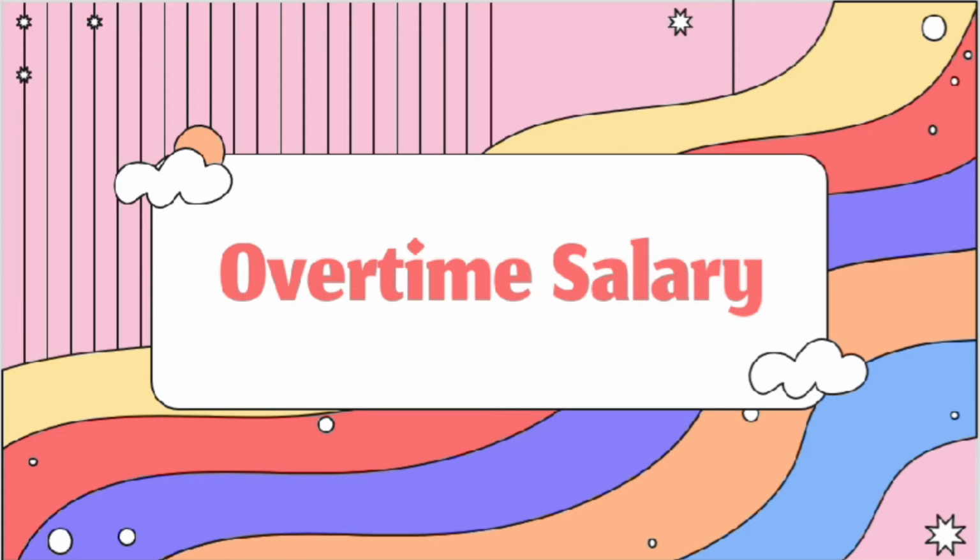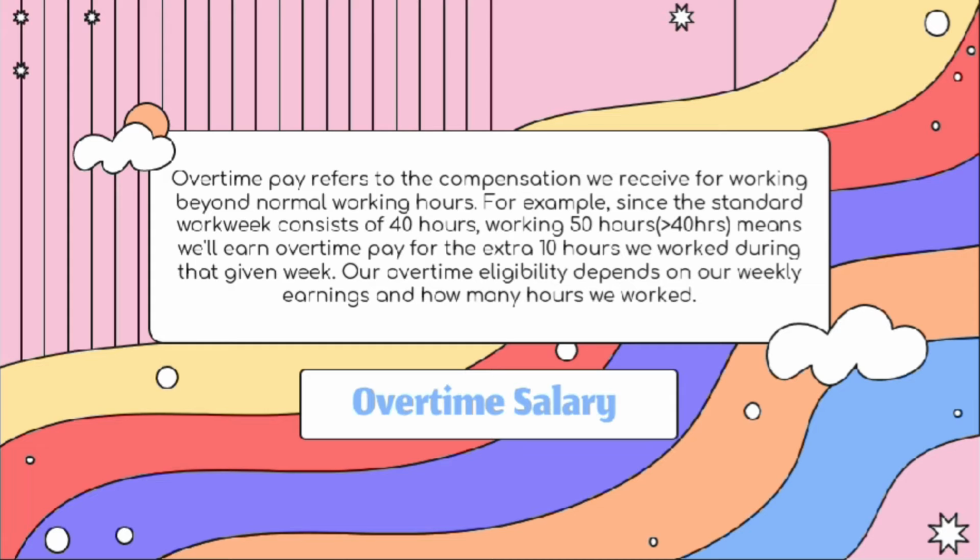Next, I'm going to talk about overtime salary. Overtime pay refers to the compensation we receive for working beyond normal working hours. For example, since the standard work week consists of 40 hours, working 50 hours means that we'll earn overtime pay for the extra 10 hours we work during that given week. Our overtime eligibility depends on our weekly earnings and how many hours we've worked.